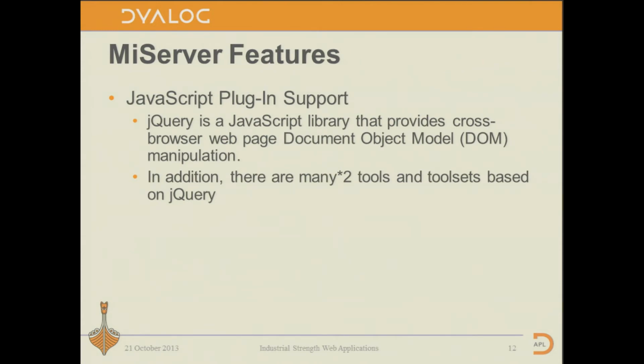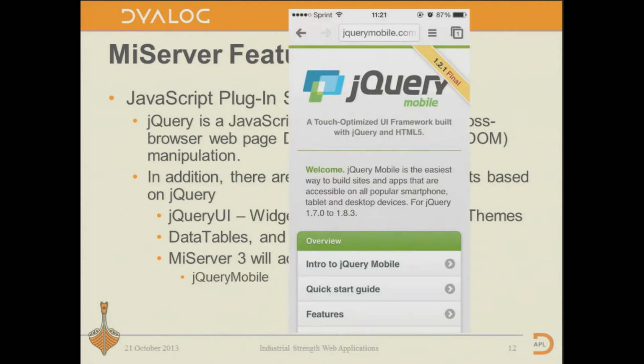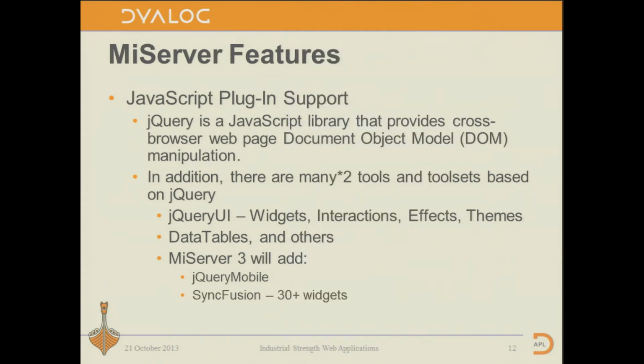And in addition to the jQuery base library, there are many, see, many squared, tools and tool sets based on jQuery. There's jQuery UI, which implements a number of widgets, interactions, effects, and themes. There's data tables, and I'll be showing you a little bit about that, and others. And then MiServer 3 will add jQuery Mobile support for mobile platforms, and also the Syncfusion collection of JavaScript tools.